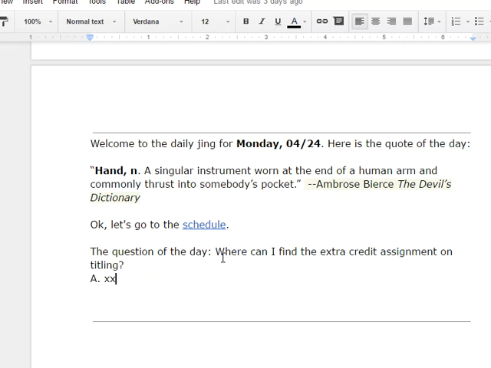The question of the day is, where can I find the extra credit assignment? You can find it in D2L Assignments. Make sure that you click on the little link so that you can see what the assignment is about.